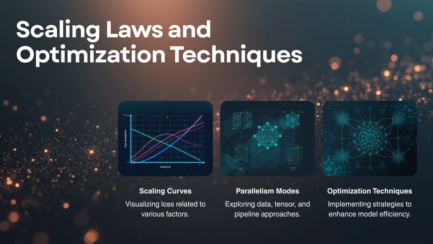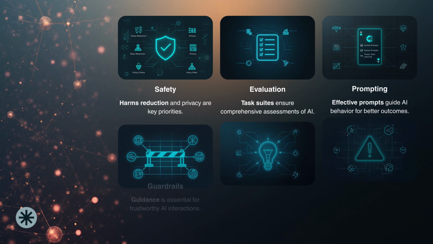Training giant models requires parallelism. Data parallel replicates the model across devices. Tensor parallel splits matrices, and pipeline parallel divides layers. At inference, custom kernels reduce memory traffic for attention. Quantization shrinks weights to 8 or 4 bits, and distillation transfers knowledge to smaller students. Techniques like speculative decoding can reduce latency by proposing tokens and verifying them quickly.